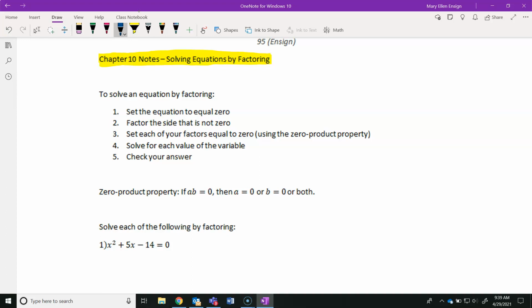Then we set each of those factors equal to 0 using the zero product property. We'll talk about that again in just a minute. We solve for each value of the variable, and then that will give us, x equals 5, x equals 3, whatever it is. And then finally, we'll check our answer.